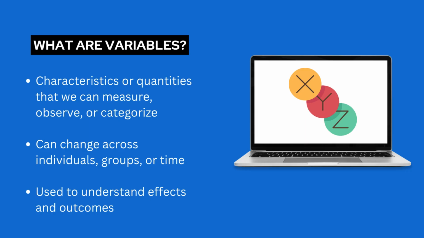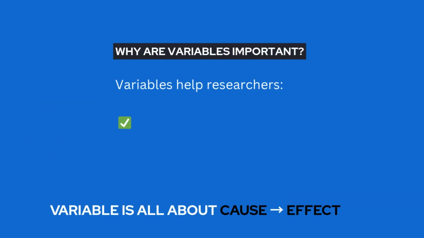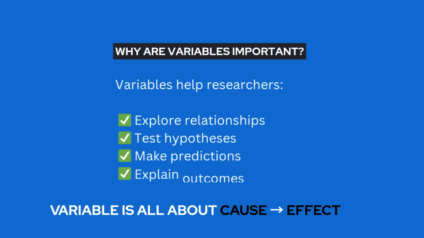In research, we use variables to help us understand what is happening. We measure or manipulate variables so we can explain relationships, make predictions, or test ideas. For example, if you want to know whether exercise reduces stress, you will look at how changes in exercise level affect stress levels. Those are your variables.